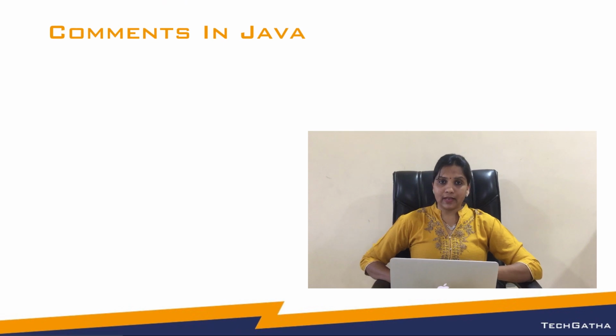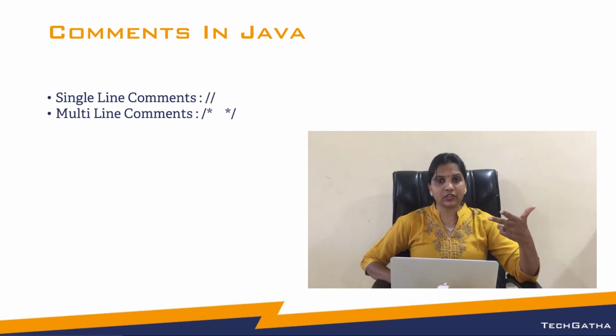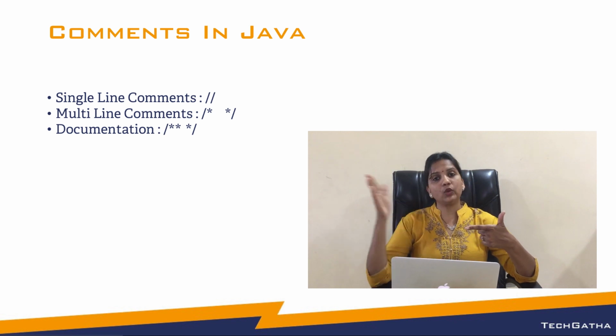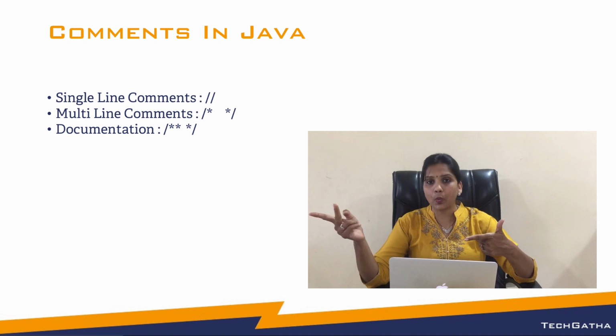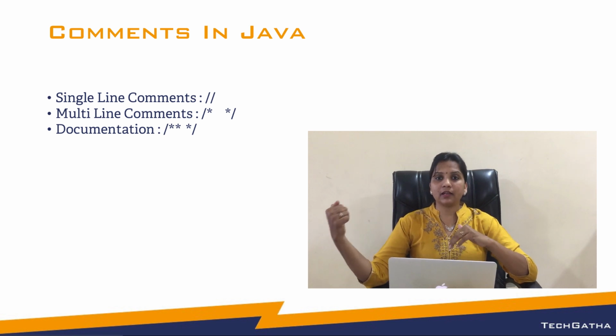The types of comments are single line comment, multi-line comment, and documentation comments. Single line comments start with two slashes. Multi-line comments start with a slash and a star, and you end with a star and a slash. Remember, it's reverse. Documentation comments start with a slash and two stars, and end with a star and a slash.